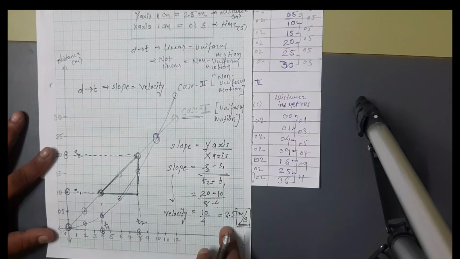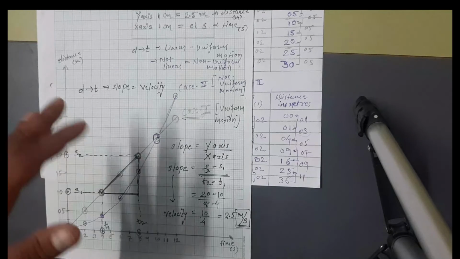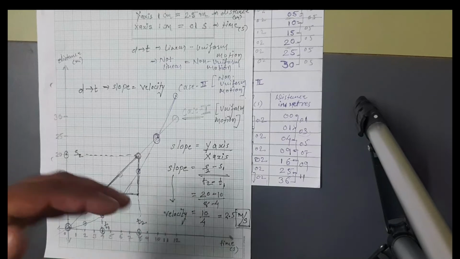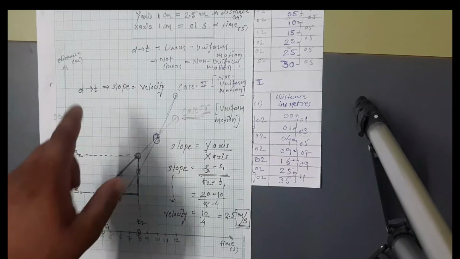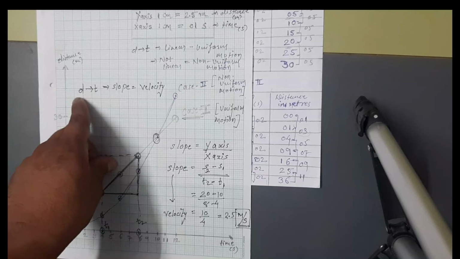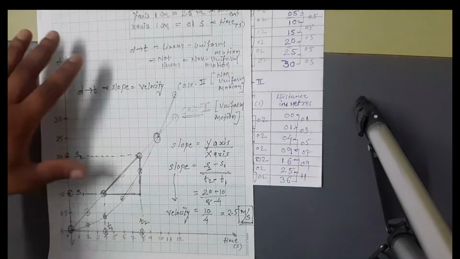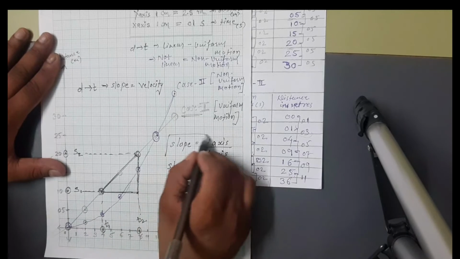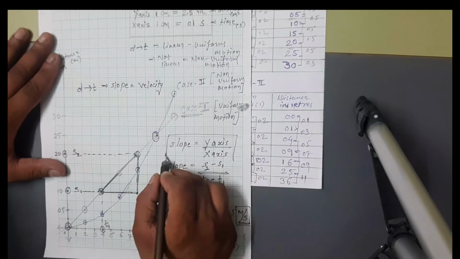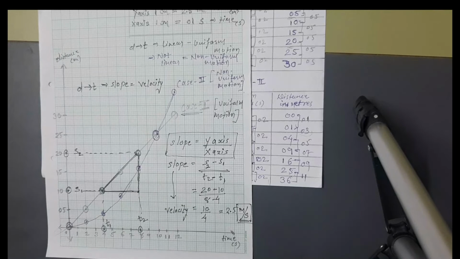Okay, so this way we can calculate the slopes also. Don't worry, this will be done in higher standards, but right now we are just taking how we can do the calculation, how the value of slope in a graph of d against t is velocity. This thing we have to understand very well, that whenever we are plotting any graph, slope will always be y-axis upon x-axis.